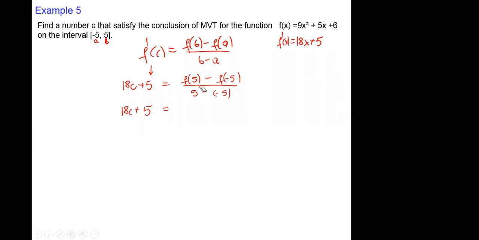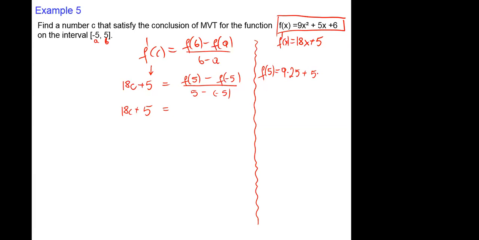Now I need your help. Let's divide. You have to take a function and substitute 5 and negative 5. Oh, who can help me with this? 5. 9 times 5 squared plus 5 times 5 plus 6. And negative 5. Oh, okay, 256.